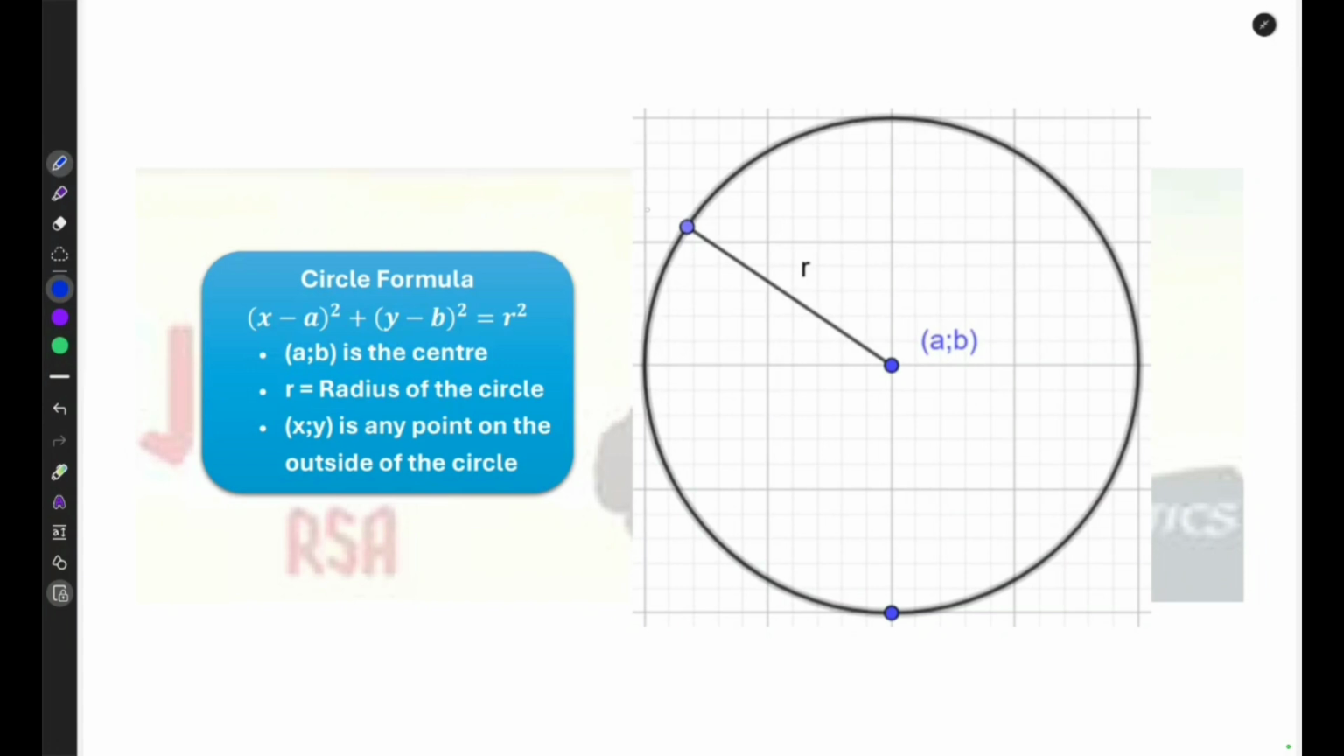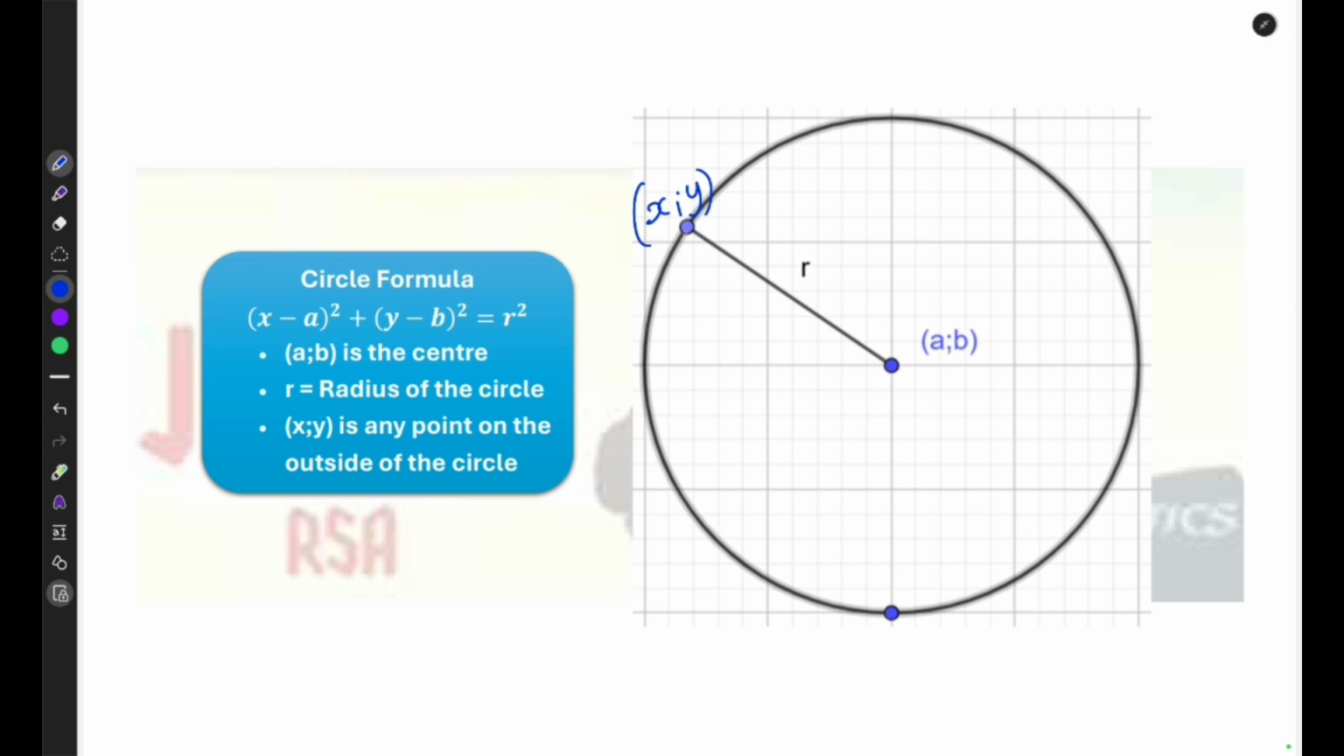Now we can start with grade 12 analytical geometry. The big thing in grade 12 is the equation of a circle. So that formula you're going to use, and x and y represents any point on the outside of the circle. So this dot would be x and y, whilst a and b always represent the center of the circle.